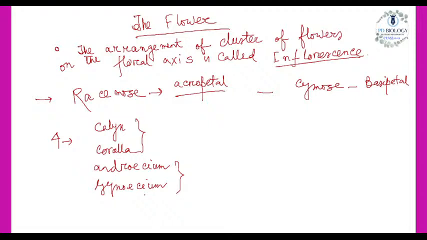In some flowers like lily, when the calyx and corolla are not distinct, they are fused and then called perianth. You can remember this one. When a flower has both androecium and gynoecium, it is called bisexual. And a flower having either androecium or gynoecium is called unisexual.